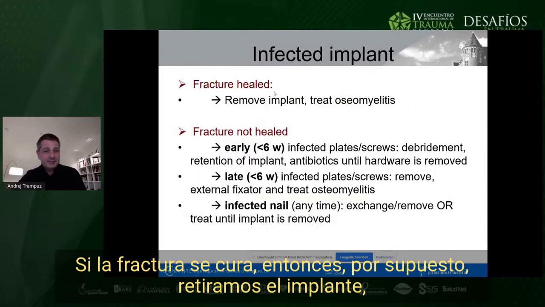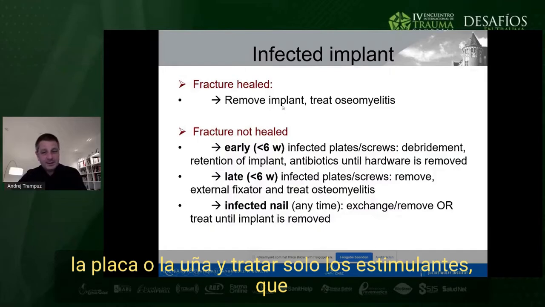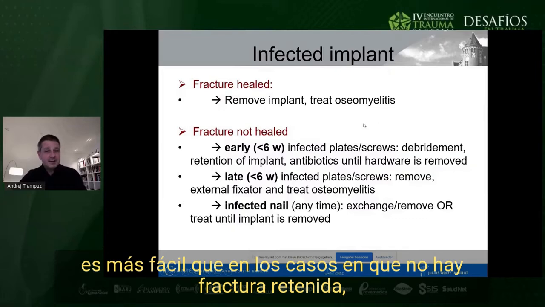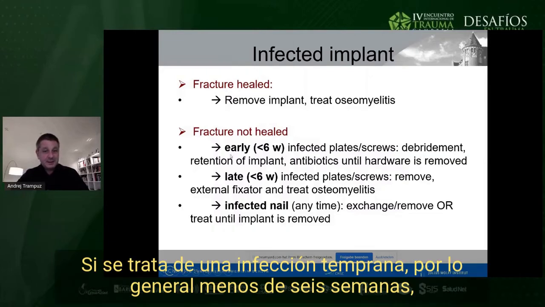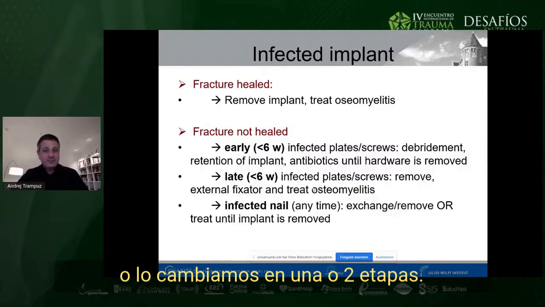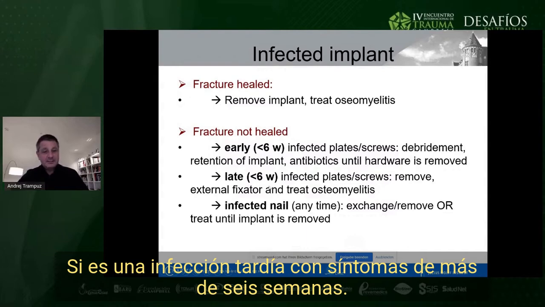If the fracture is healed, then of course we remove the implant, the plate or the nail, and treat only the osteomyelitis, which is easier than in cases where there is a non-healed fracture, and then we can either retain the implant but do the debridement, if it's an early infection, typically less than 6 weeks, or we change it in 1 or 2 stages if it's a late infection with symptoms more than 6 weeks.